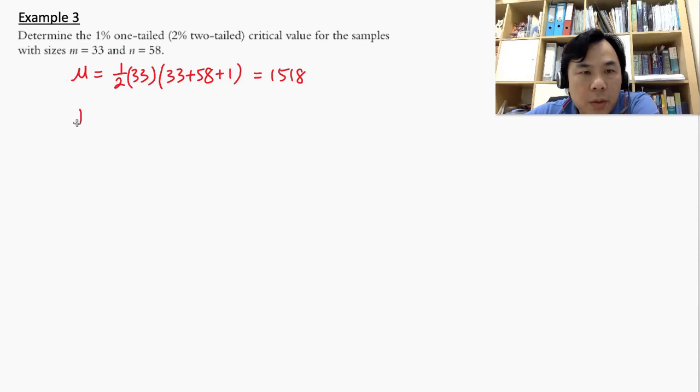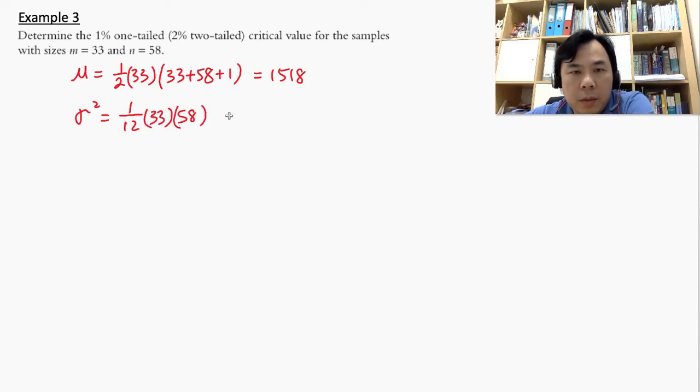Next I'm going to calculate the variance, which is 1 over, oops, I keep writing 1 over 24. It's supposed to be 1 over 12. Just to be careful on this, let me correct that. So 1 over 12 multiplied by mn, so 33 multiplied by 58, and then multiplied by this.